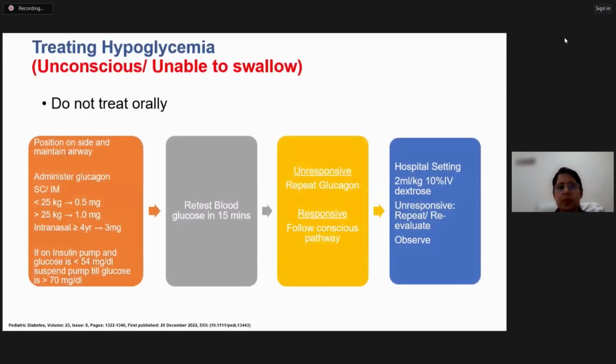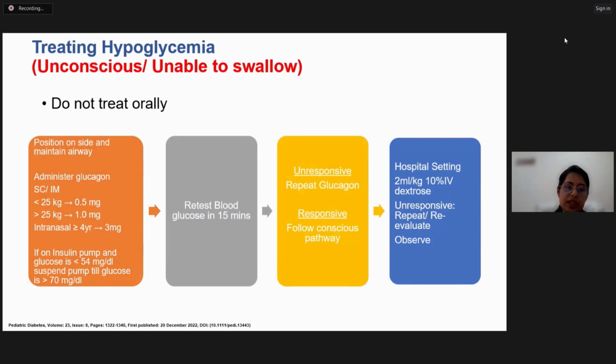Now, what if the person has severe hypoglycemia and is unable to swallow food, or is unconscious? In this case, hypoglycemia should not be treated orally. In this situation, the person should be laid down on their side to maintain the airway, and glucagon should be administered either subcutaneously or intramuscularly. The dosing for glucagon is 0.5 milligram for a child less than 25 kg, and 1 milligram for more than 25 kg. Apart from this, intranasal glucagon can also be given.